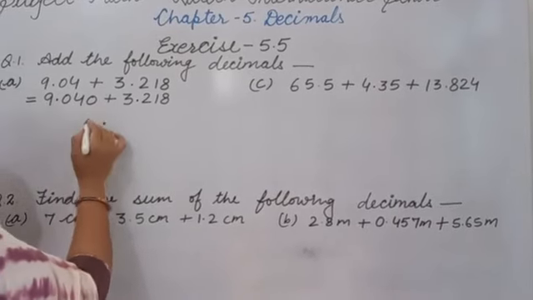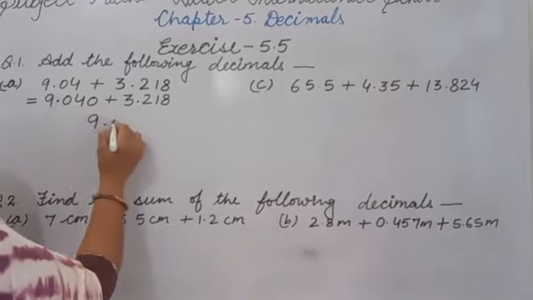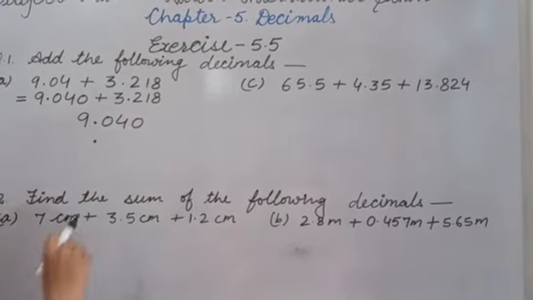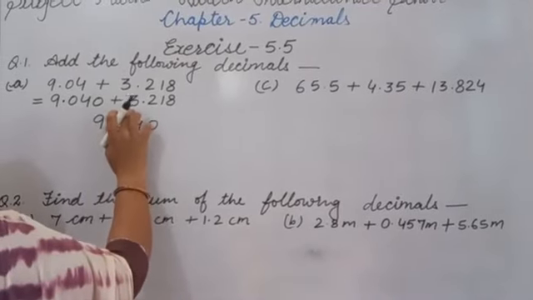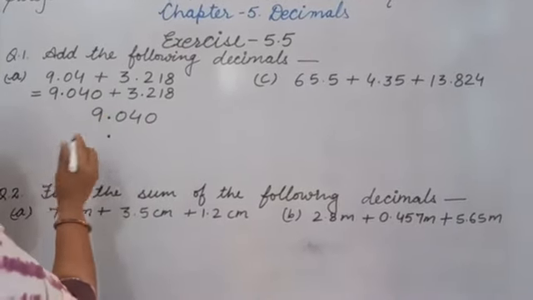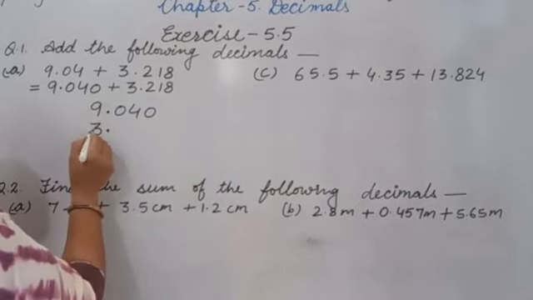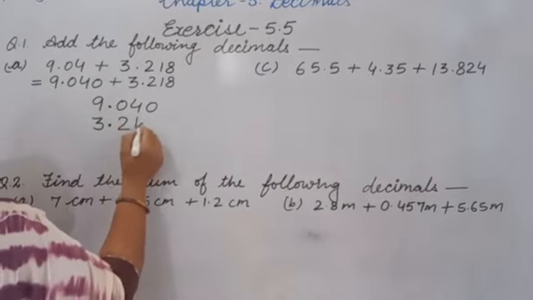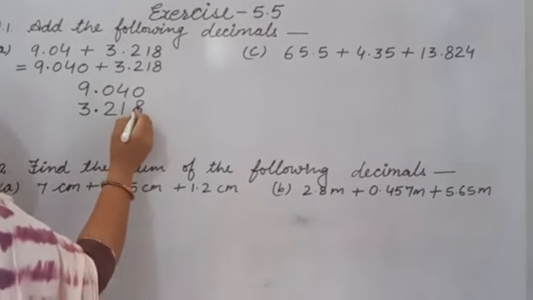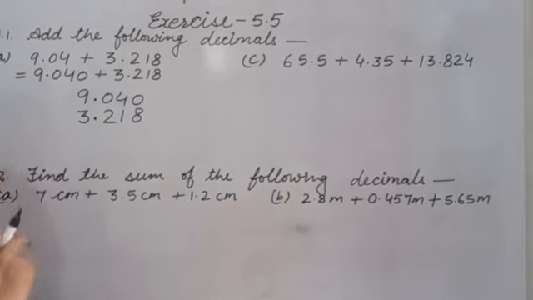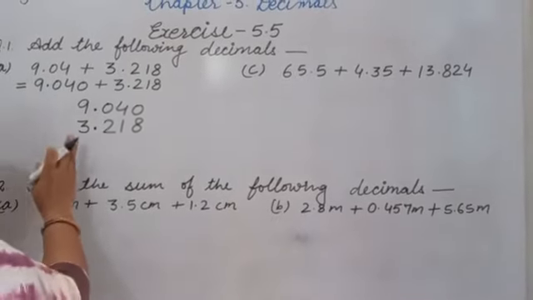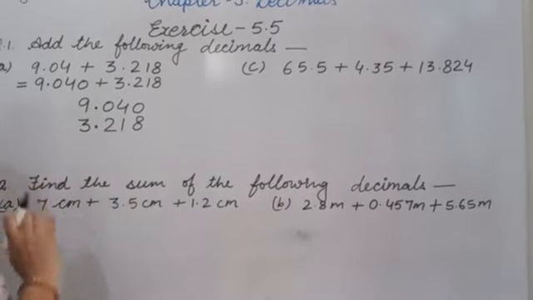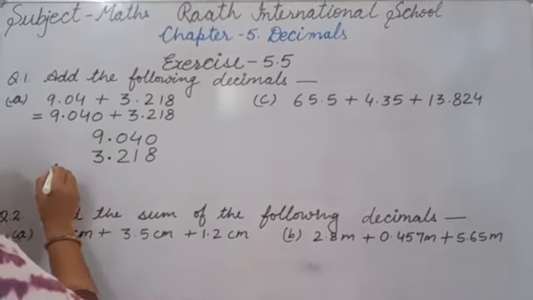Now the first number, 9.040. Before the decimal we have 9 and after the decimal we have 040. In the second number, before the decimal we have 3, which is in the ones place, a one-digit number only. So write 3 here and after the decimal 218. If you put the decimal first, there will be no problem in arranging. When you arrange numbers, the whole number goes here and the decimal part here. Okay, so now we will do addition.